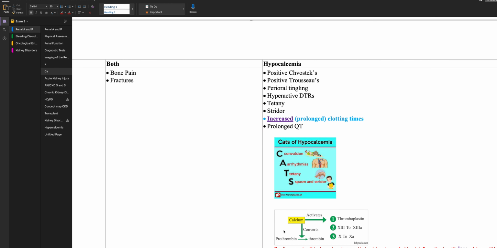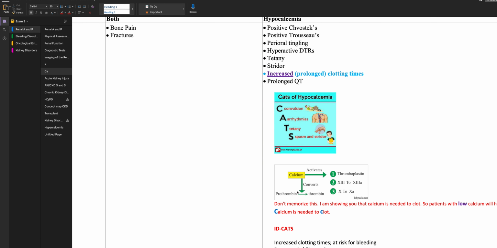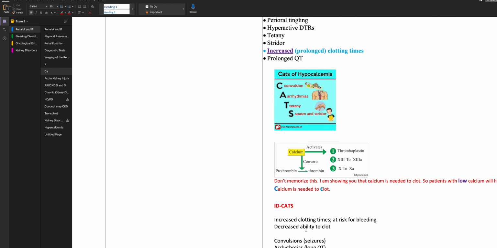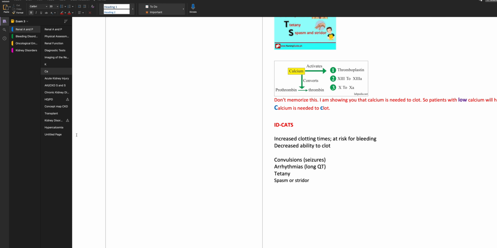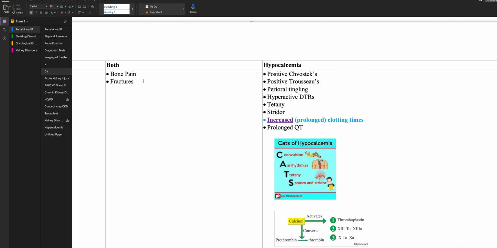Now, I have this in here about how calcium helps with clotting. You don't need to memorize it. All I'm trying to illustrate here is that calcium is involved in clotting. So if you don't have enough calcium, your body is not going to clot, and the patient is going to be at risk for bleeding, which is not a good thing, because one of your goals with renal failure, because people with renal failure have hypocalcemia, is that the patient doesn't bleed. They're more prone to bleeding because they have chronic kidney disease. So patients with low calcium are prone to bleeding as well. All right, so that's calcium. And bone pain and fractures are prevalent in both high and low calcium.